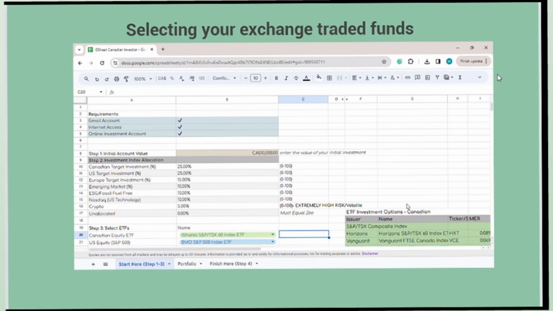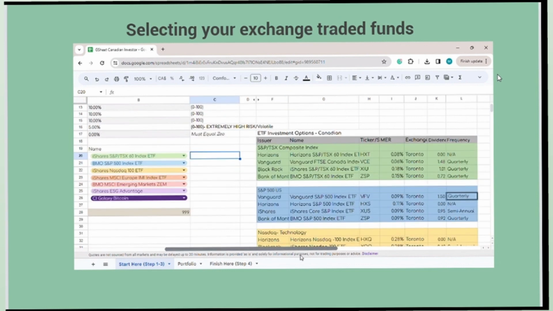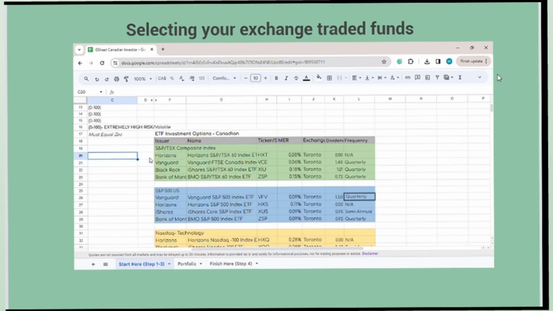If you scroll down you will see a series of drop-down boxes organized by sector. And if we look to the side, I have selected a handful of options in each category. These are the largest and most heavily traded in each of their categories. This list shows the name of the issuer, the name of the fund, and the ticker, also called the symbol. The MER is the fee charged by the issuer to manage the funds.